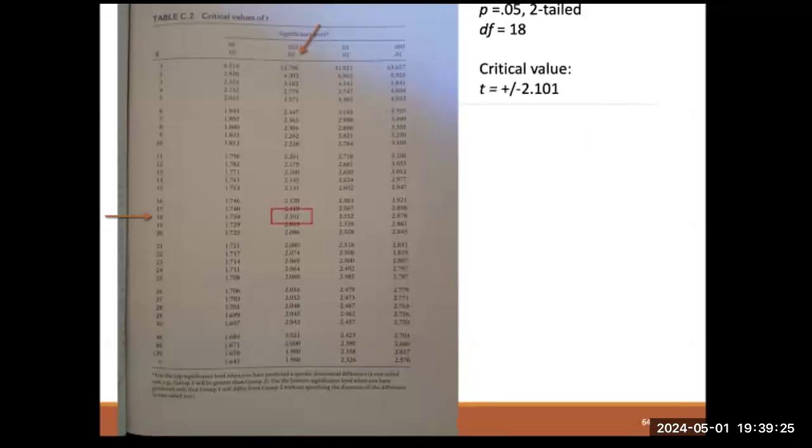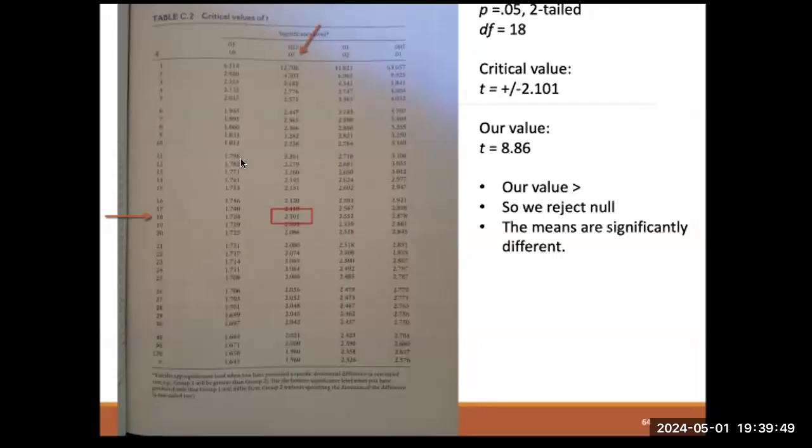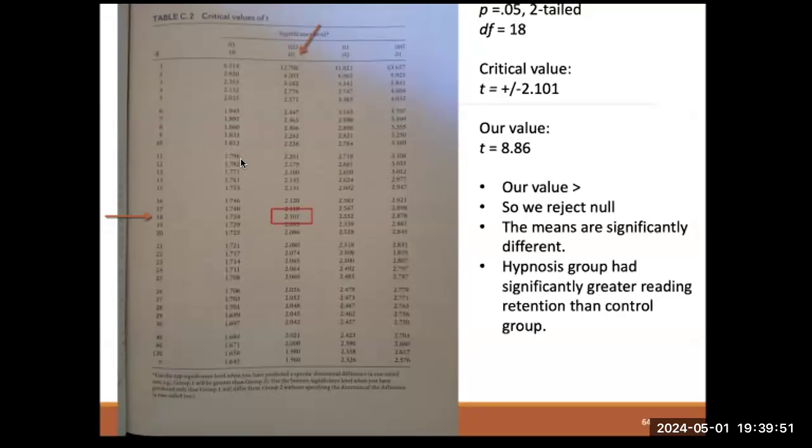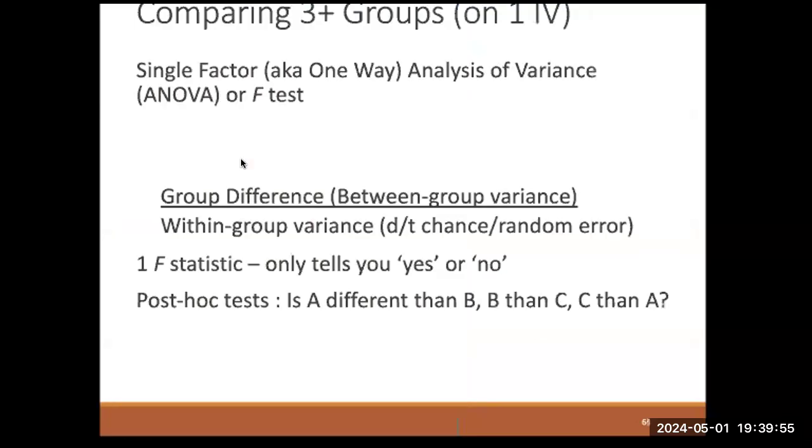You would have a plus or minus, so minus 2.1 to plus 2.1. Does your value fall outside of that range, plus or minus 2.101? It does. If it does, then you know it's greater than the critical value. You can reject the null, and then you interpret your results. So that's what I would expect in terms of conducting a t-test.